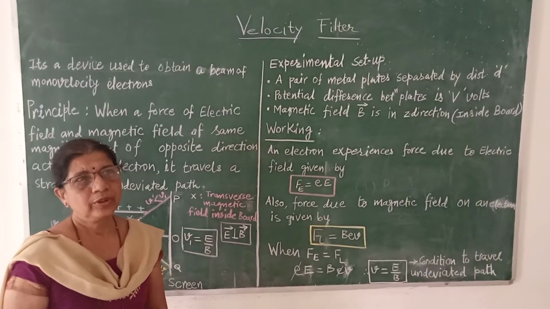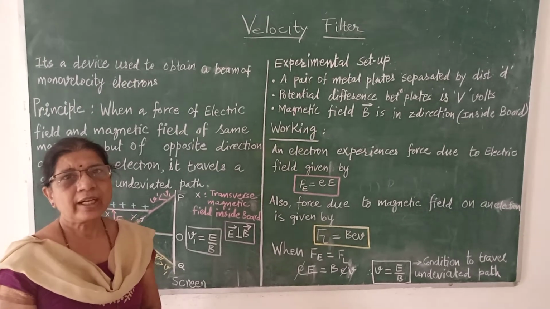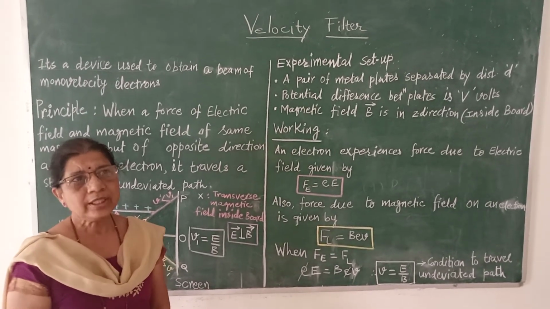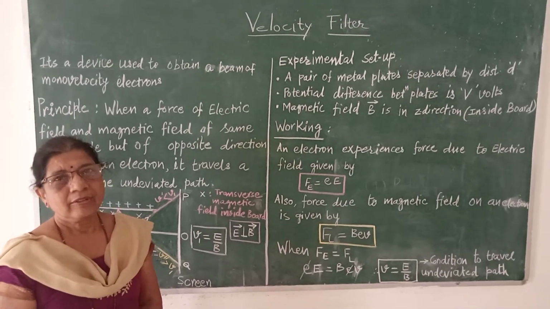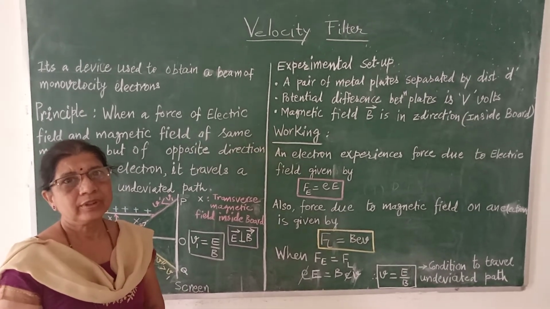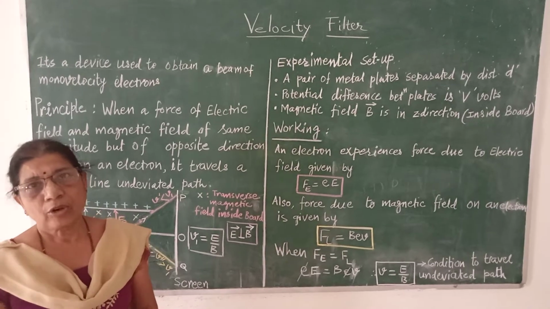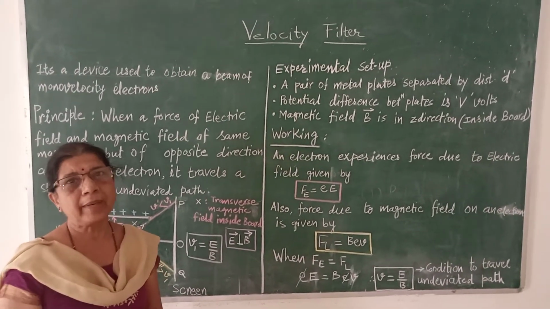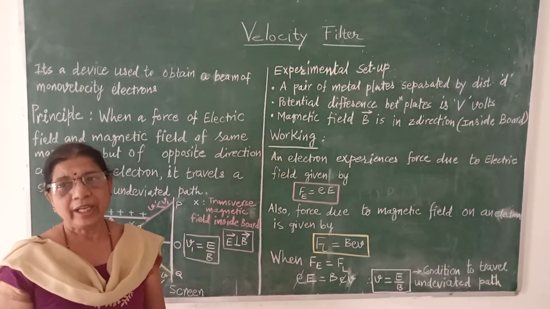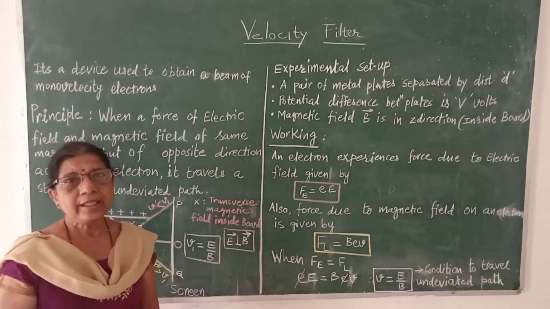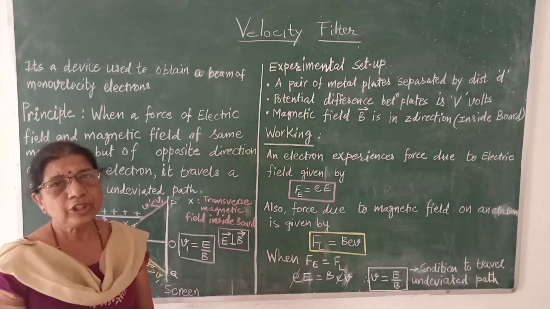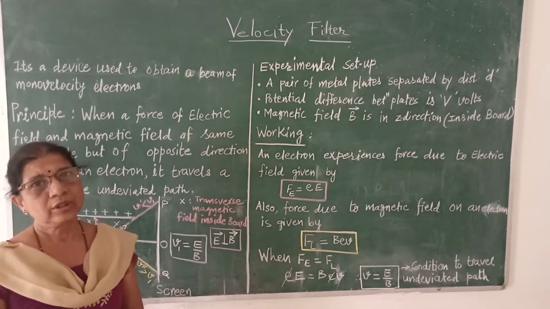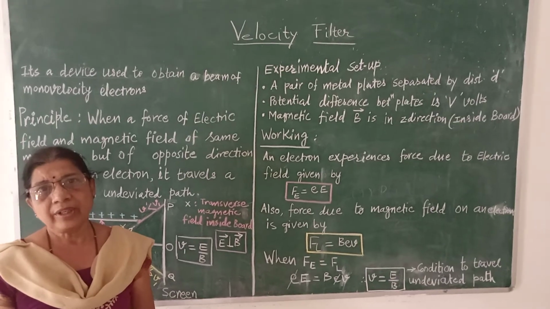This video deals with the working of the velocity filter. The velocity filter works on the principle of the cross-field configuration of uniform electric and magnetic fields. When an electron enters the uniform electric and magnetic field in a direction perpendicular to both, it can travel undeviated path.